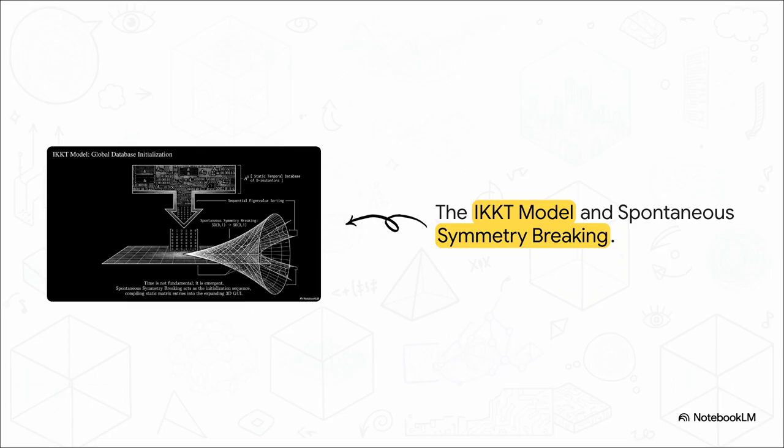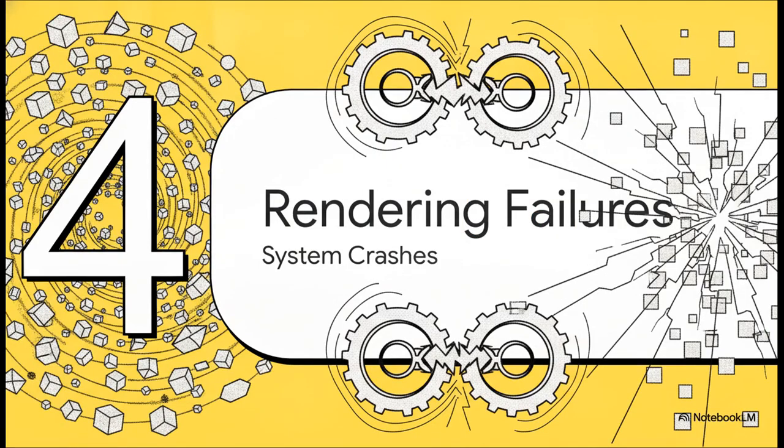And then we have the IKKT matrix model, which tackles time itself. Mathematically speaking, time isn't fundamental, it's emergent. It boots up through a sequential sorting of eigenvalues during the Big Bang. And in J-theory, the Big Bang is really just a spontaneous symmetry breaking, acting as a massive global database initialization sequence. Moving on to Section 4, cosmic rendering failures, or as I like to think of them, system crashes.